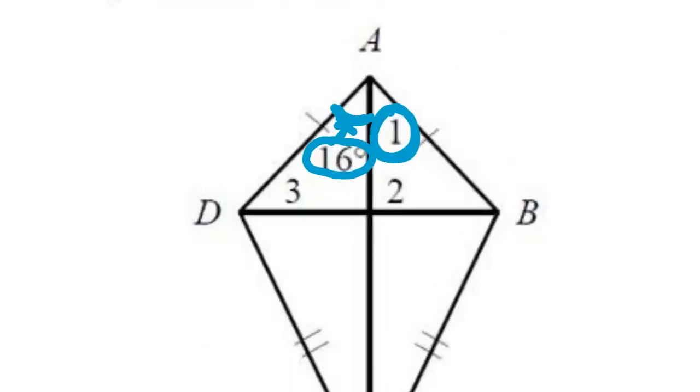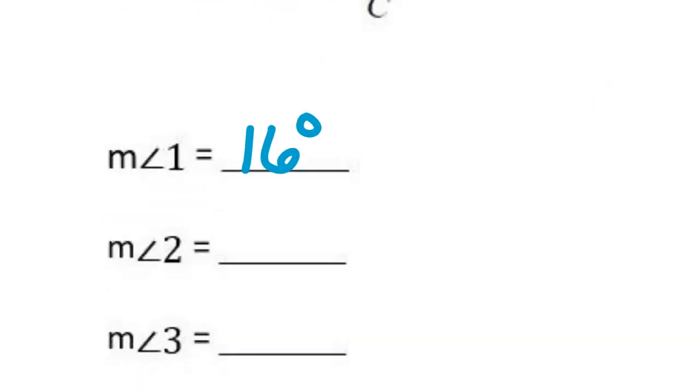Angle 2 is happening right where these diagonals are crossing each other. What kind of angles are there where those diagonals cross? Right angles. So how big is angle 2? 90 degrees.